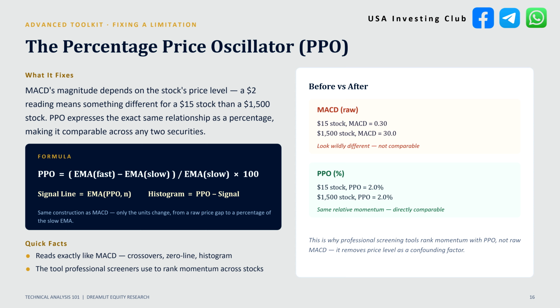Consider the before and after. A $15 stock with a MACD reading of 0.30 and a $1,500 stock with a MACD reading of 30.0 look wildly different on paper, even though the underlying momentum condition might be identical. They simply aren't comparable in raw dollar terms. Convert both to PPO, though, and a 2% reading is a 2% reading regardless of price level. Directly comparable, apples to apples. That's why professional screening tools rank momentum using PPO rather than raw MACD. It removes price level entirely as a confounding factor.